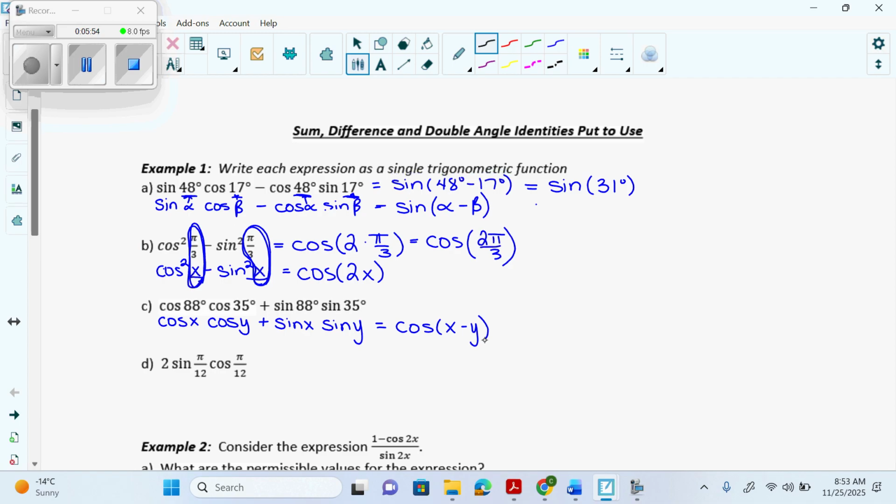So now we are going to write this as equal to cos x minus y. X in this case is 88 degrees, minus y. Y in this case is 35 degrees. So then this reduces to cos 53 degrees.